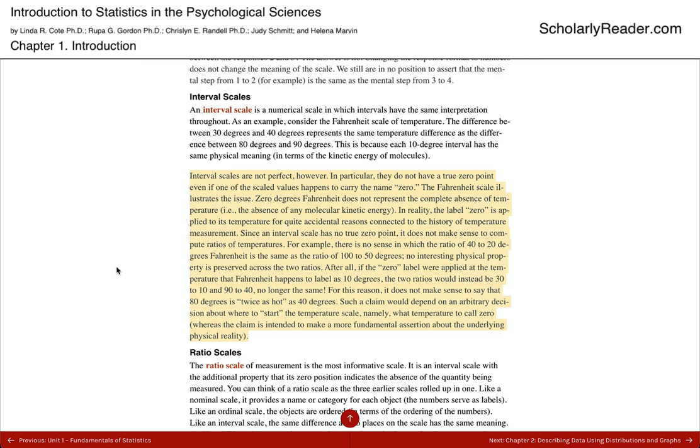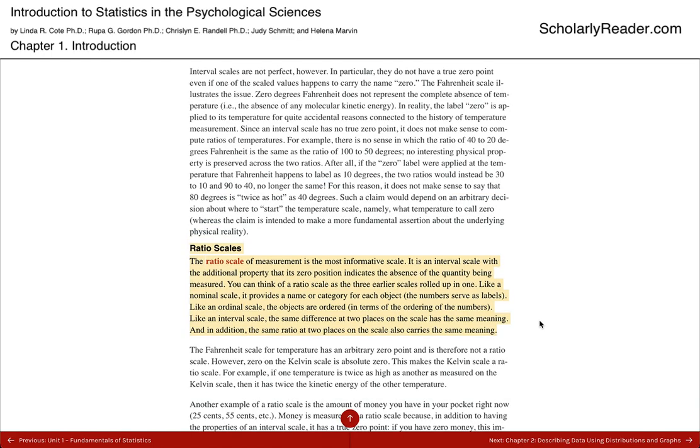For example, there's no sense in which the ratio of 40 to 20 degrees Fahrenheit is the same as the ratio of 100 to 50 degrees. No interesting physical property is preserved across the two ratios. After all, if the 0 label were applied at the temperature that Fahrenheit happens to label as 10 degrees, the two ratios would instead be 30 to 10 and 90 to 40, no longer the same. For this reason, it does not make sense to say that 80 degrees is twice as hot as 40 degrees. Such a claim would depend on an arbitrary decision about where to start the temperature scale, namely what temperature to call 0, whereas the claim is intended to make a more fundamental assertion about the underlying physical reality.